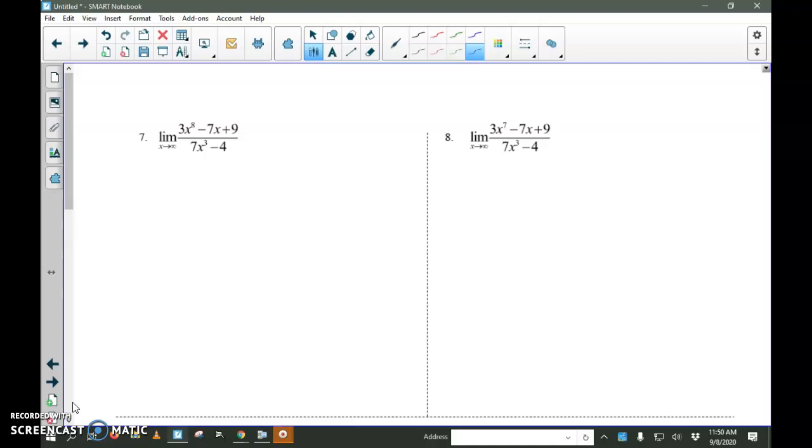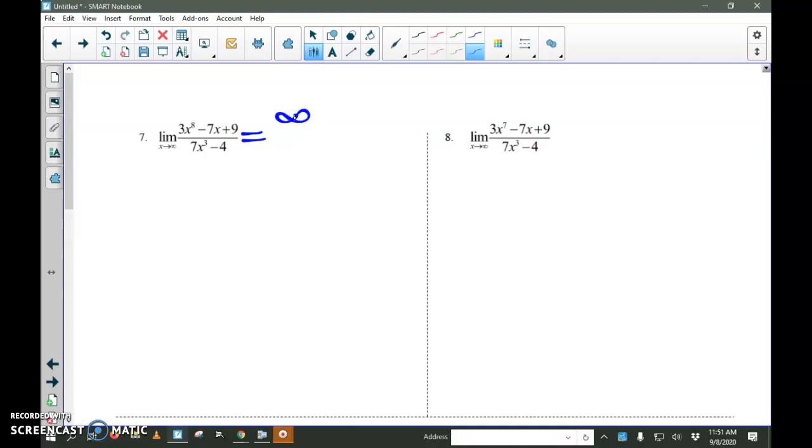All right, if we have 3x to the 8th minus 7x plus 9 divided by 7x cubed minus 4, again, I could take these individually and apply the limit as x approaches infinity to just the top, the numerator, or just the denominator. So if I look at the numerator, as x approaches infinity, I have 3x to the 8th driving this function. That's an even degree, so my end behavior will be moving in the same direction with a positive leading coefficient, which means as x approaches infinity, my outputs will also approach infinity.